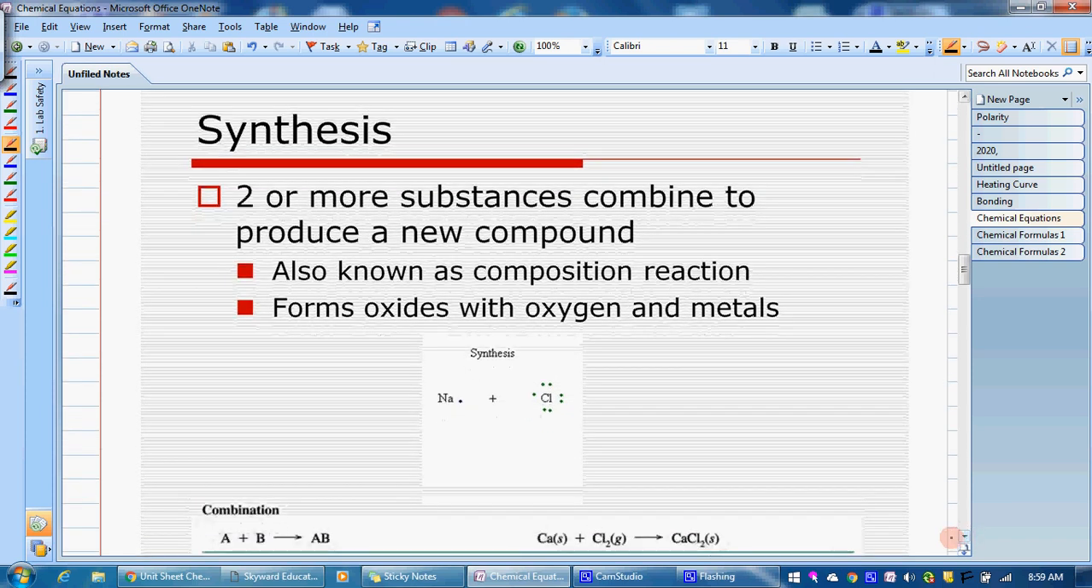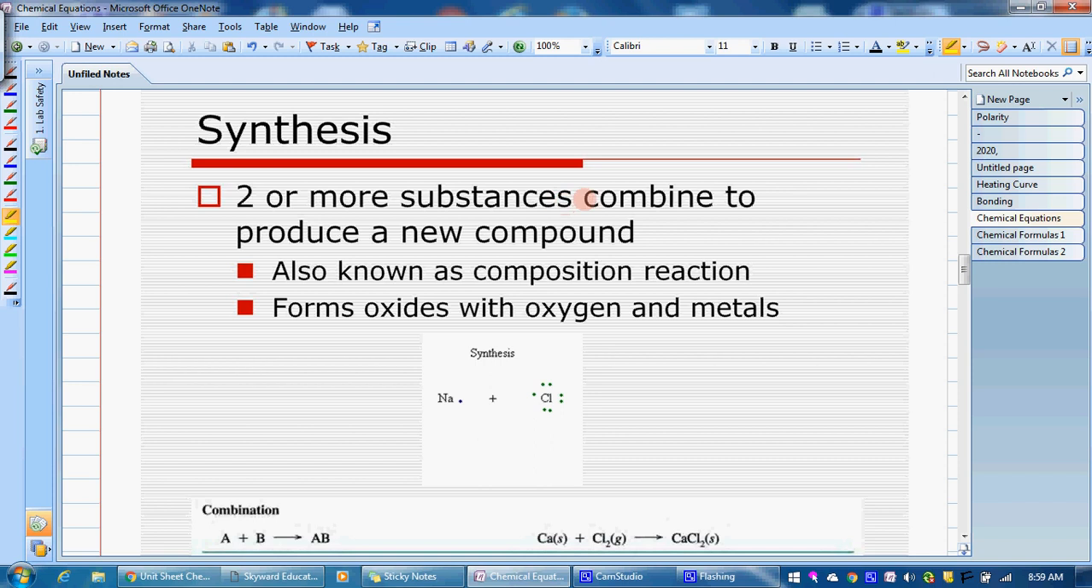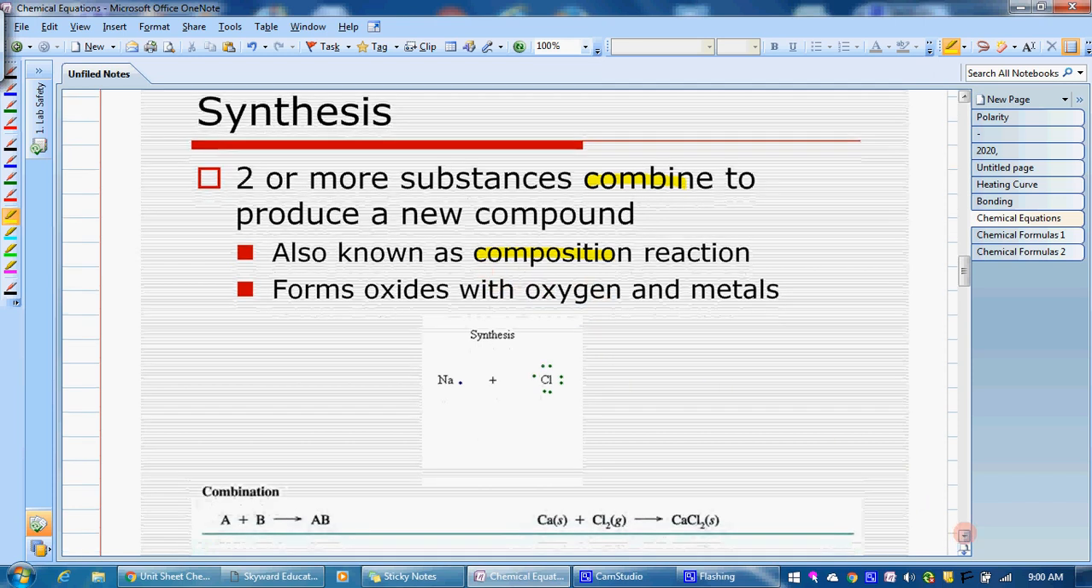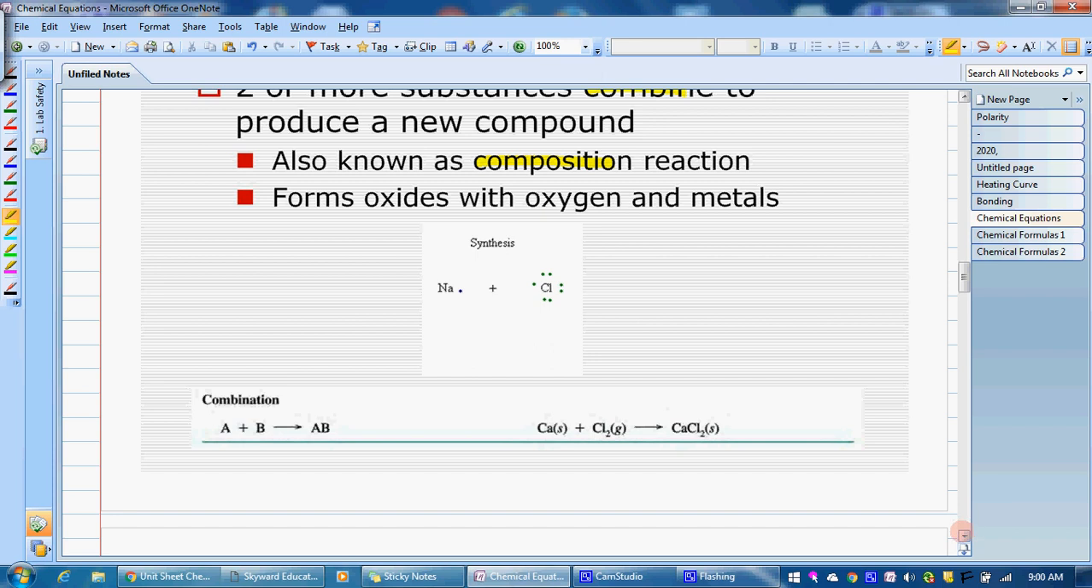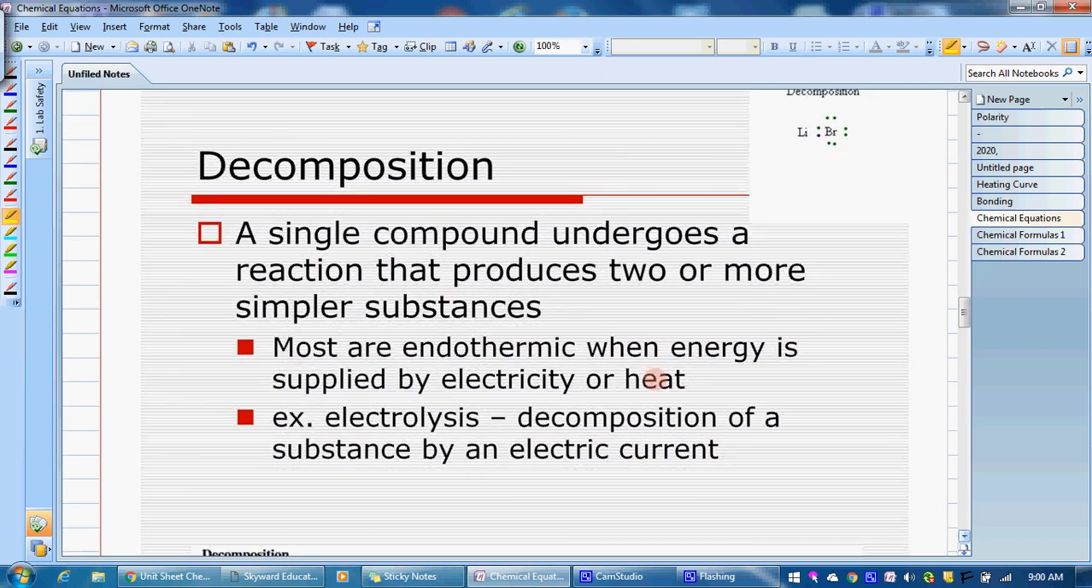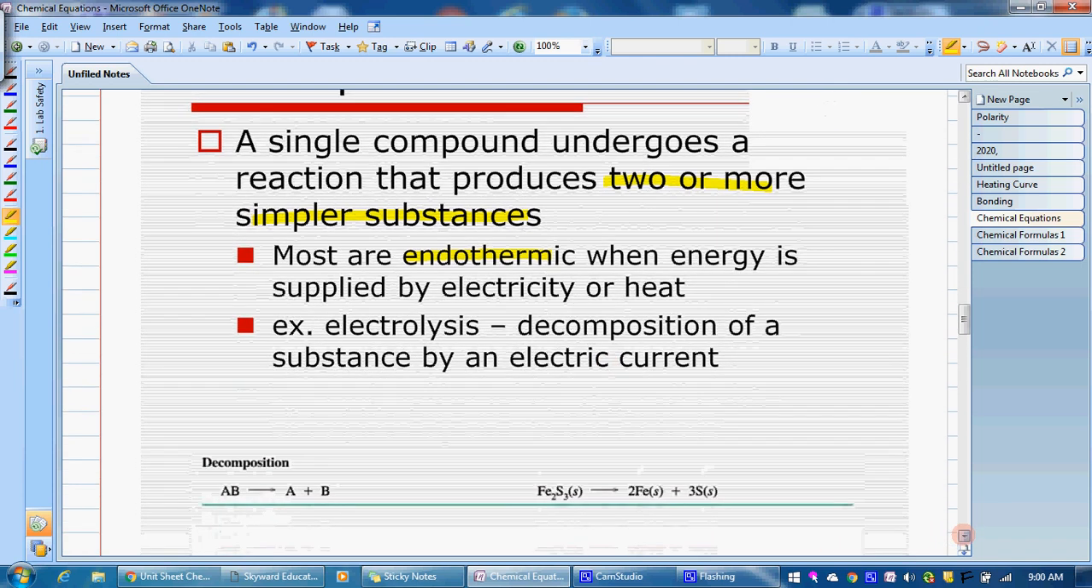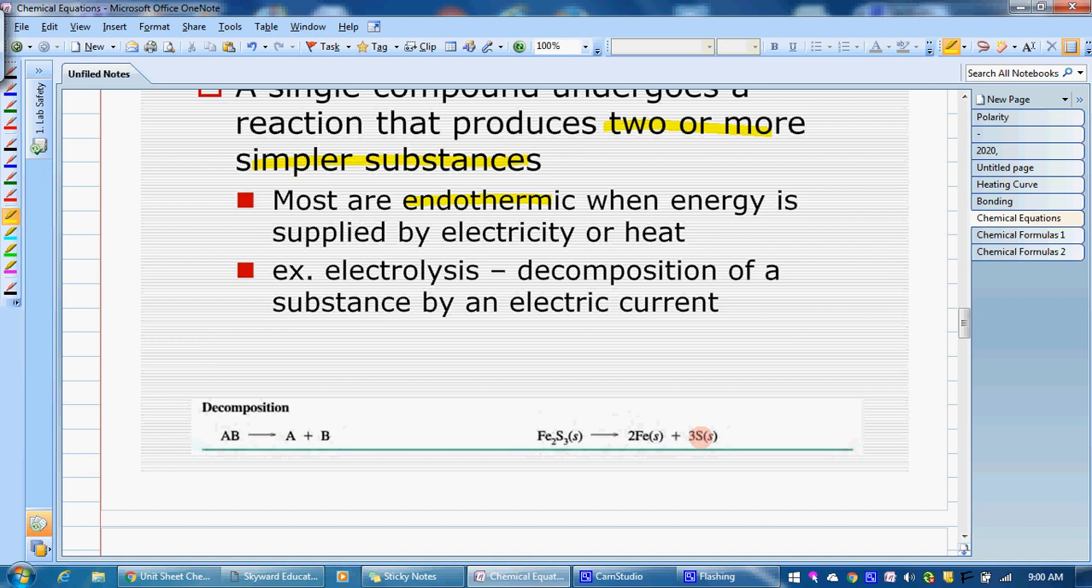This is just in a little bit more detail. Again, 2 substances that are combining, known as also composition. So if you see composition reaction, it's the same thing. A lot of times when we have oxygens and metals together, that's a type of synthesis reaction. And then there's a couple examples here where you can see what those would be. Decomposition, again, 2 or more simpler substances or breaking down of something. Most of these are endothermic, which means energy is put into the system. And again, a couple examples here at the bottom where you can see one substance is breaking into 2 things.